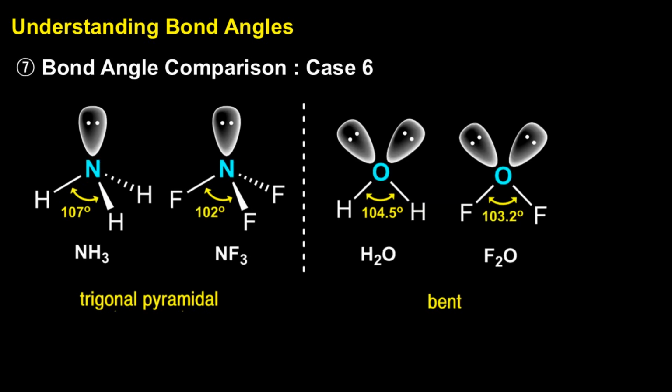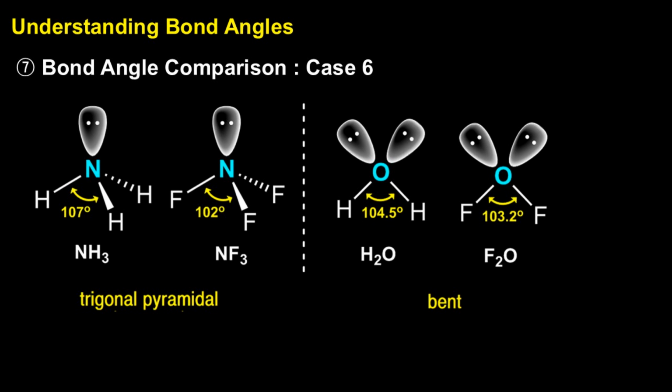Electronegativity also plays a big role when it comes to bond angles. And a great way to see that is by comparing ammonia, NH3, and nitrogen trifluoride, NF3, or water, H₂O, and oxygen difluoride, F₂O. Let's start with NH3 and NF3.